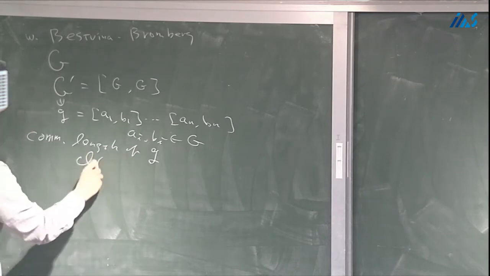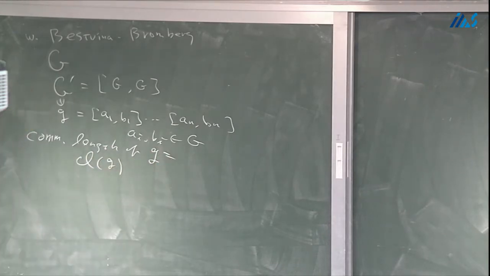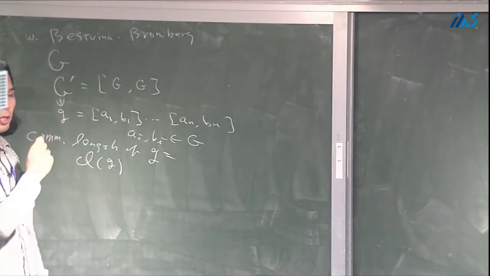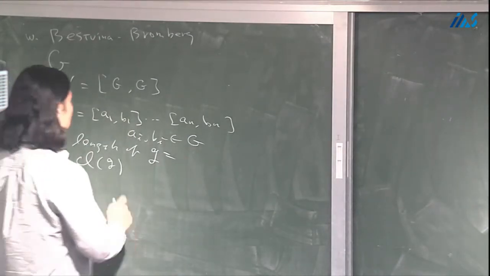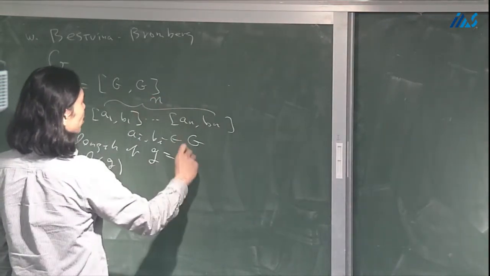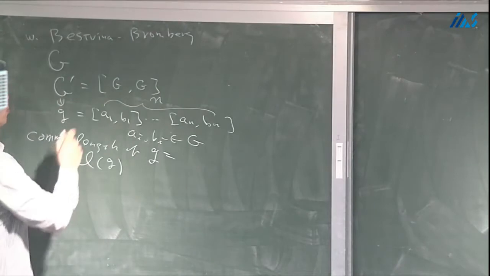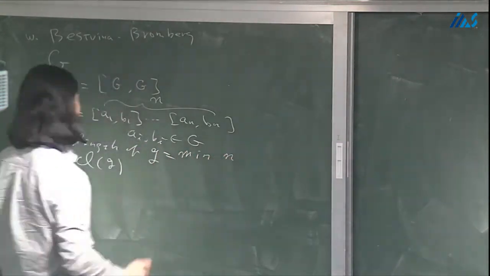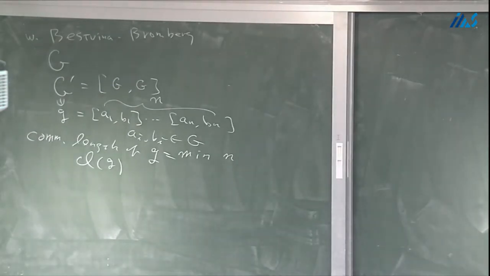So the commutator length of the element g, I write CL of g, is the number of commutators you need to write g as a product of commutators. So you have n commutators here. There is not a unique way to write it, so just take a minimum of such n. That's the definition of commutator length of g.